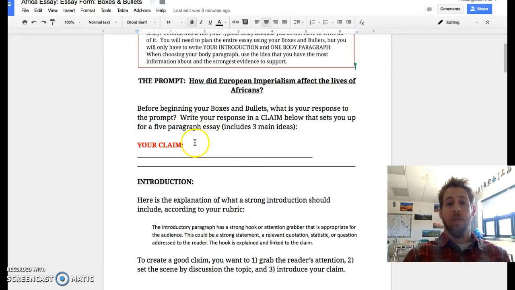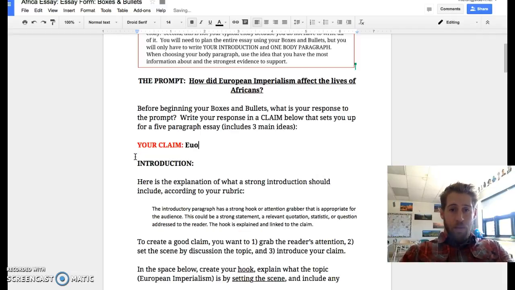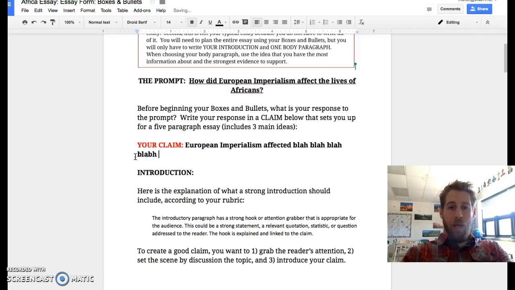We're going to create your claim. Your claim should have three main ideas. Anytime there's red and lines under it, I expect you to write something in there. Easy way to do this: let's highlight those lines, and we can just start typing right over them. European imperialism affected blah blah blah. All right, I think that looks pretty good. There's my claim. You can come up with your own, and it again should have three main ideas in it. That's something you should be able to come up with.